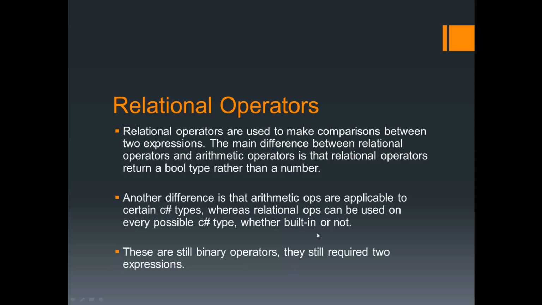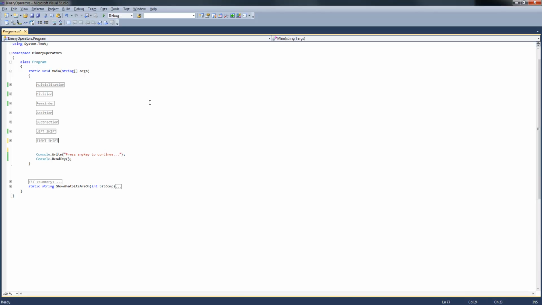These are still binary operators. They still require 2 expressions, so don't think that they don't. So let's go ahead and look at some of the relational operators here.